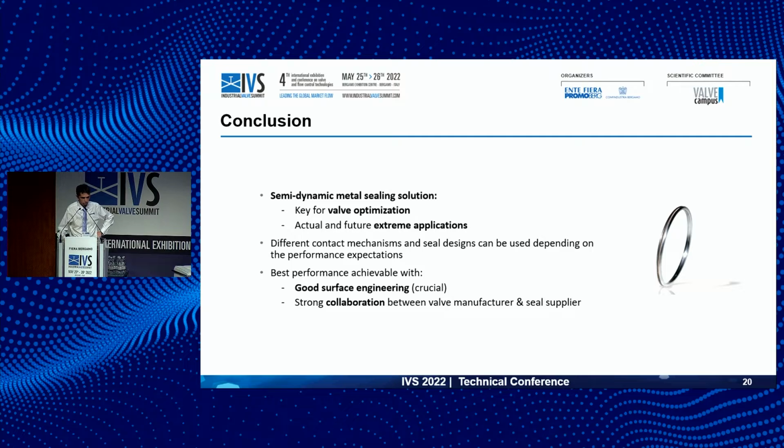So the conclusion of this presentation is that the semi-dynamic metal sealing solution is a key for valve optimization, especially if you want to combine the performance and also the fire-safe requirements. It can be used for current and for future extreme applications. We can use different contact mechanisms, so I presented the two, and seal design according to the performance expectation. And of course, the best performance is achievable also with good surface engineering on both sides, on the seal and the counterface. And of course, like I was telling just before, a strong collaboration between the valve manufacturer and the seal supplier.